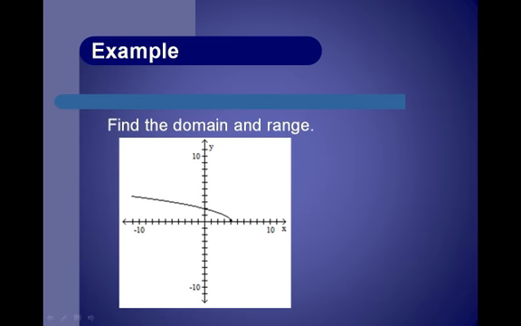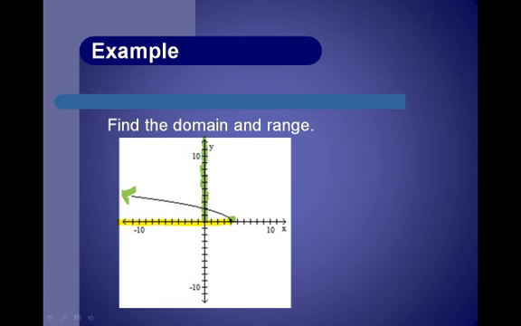So for this problem, find the domain and the range. The domain is the set of all x values that have a y value on the graph. So your domain would be the set of all numbers less than or equal to 4. The range would be the y values that are present on the graph. The range would be from this y value at 0 all the way up, because eventually that graph is going to go all the way up.